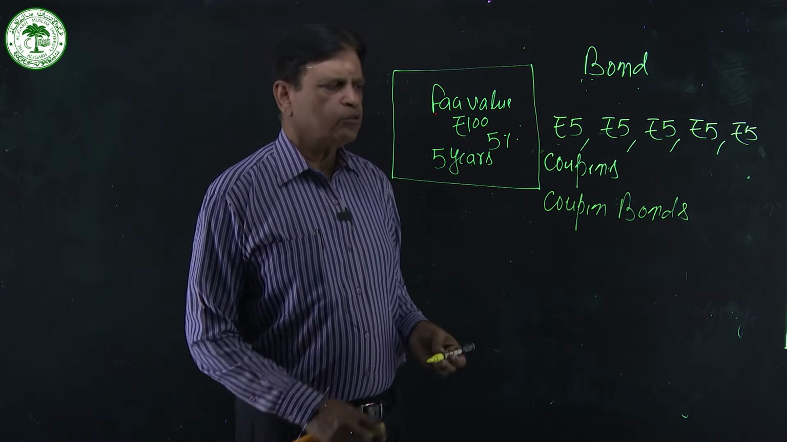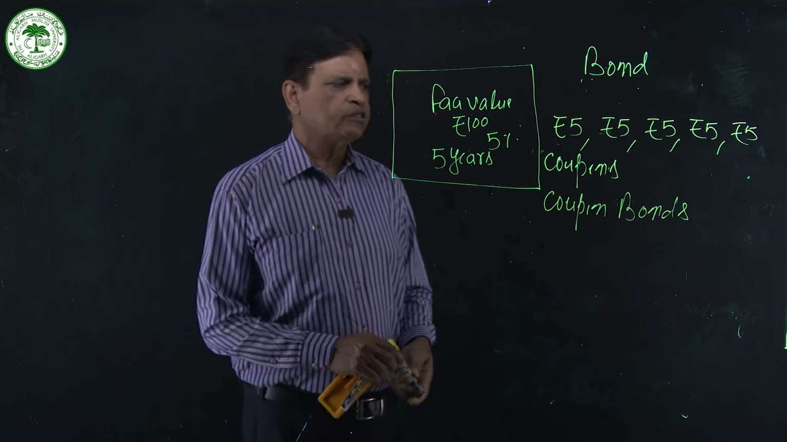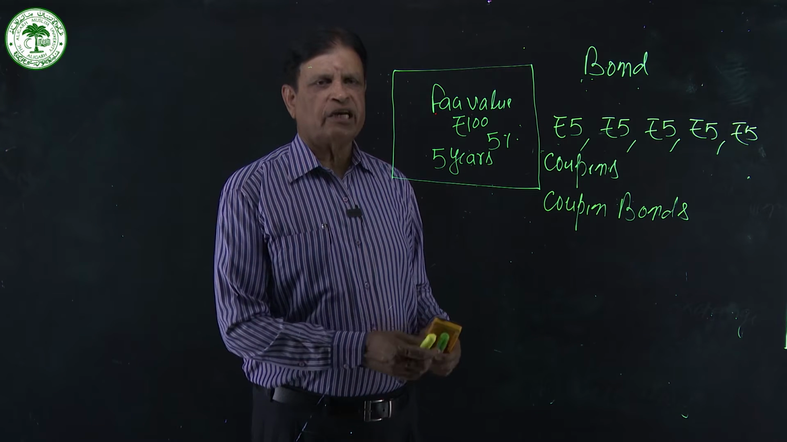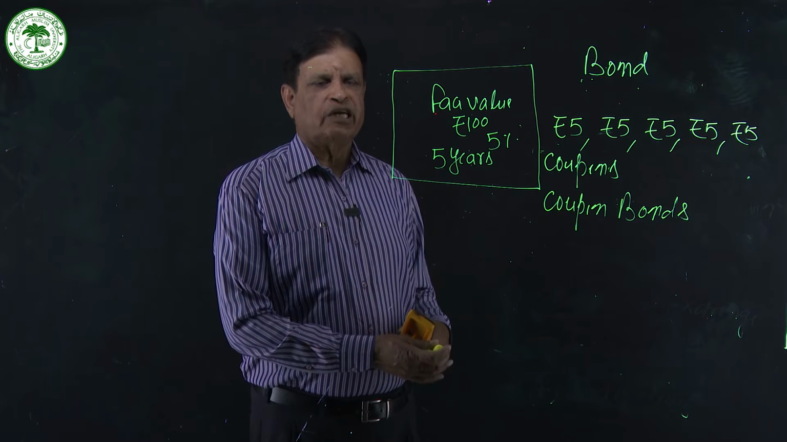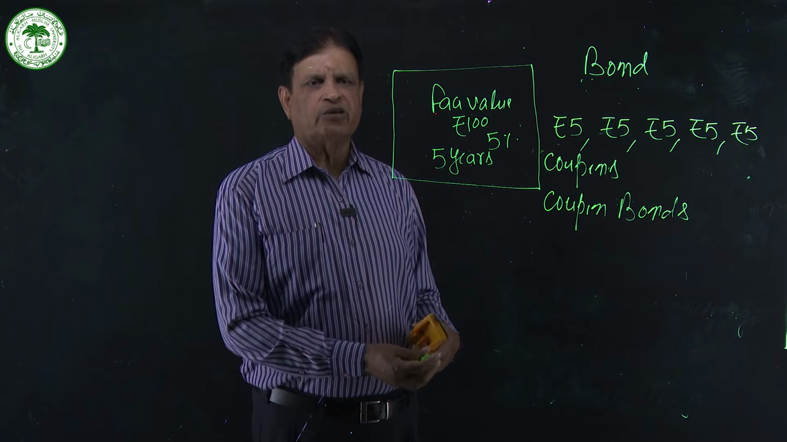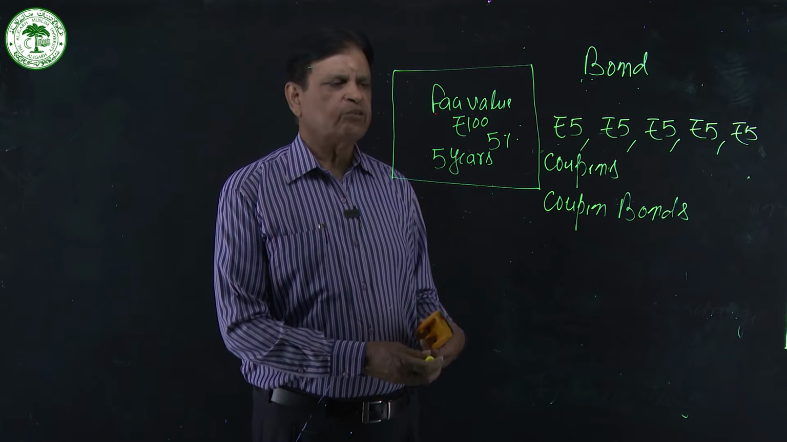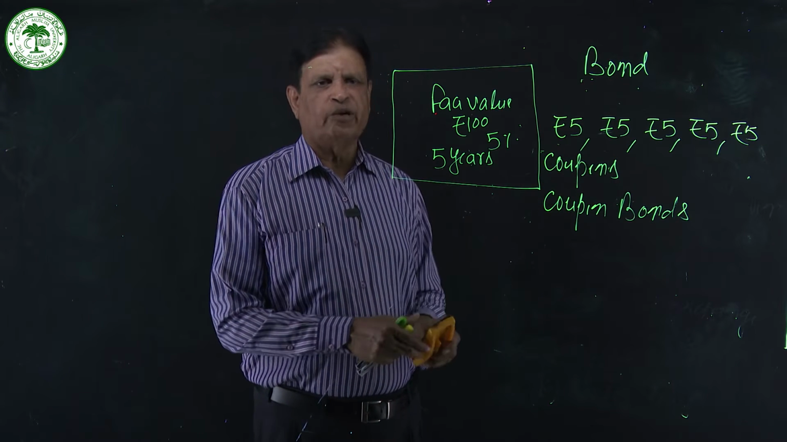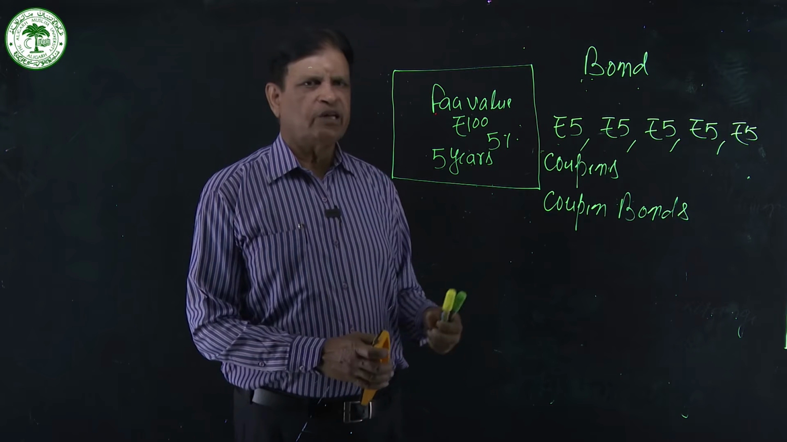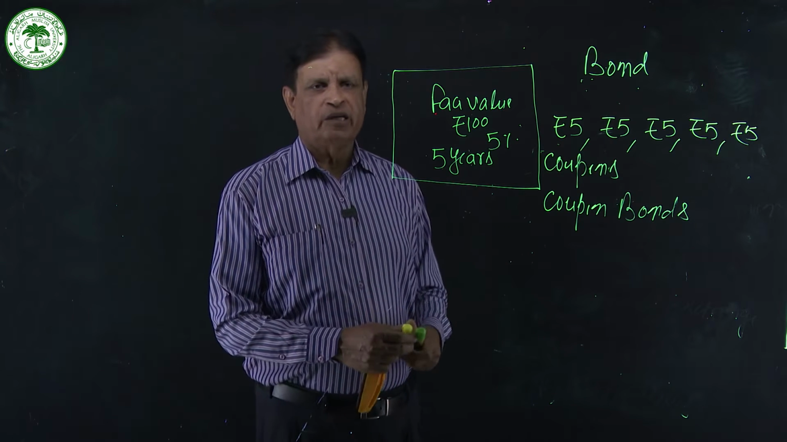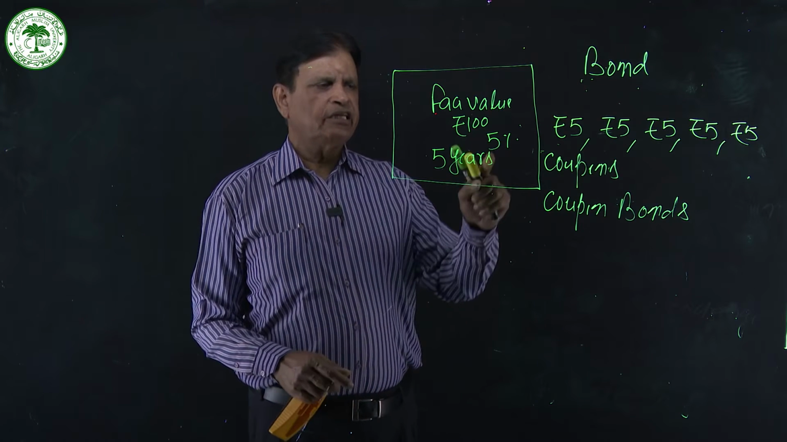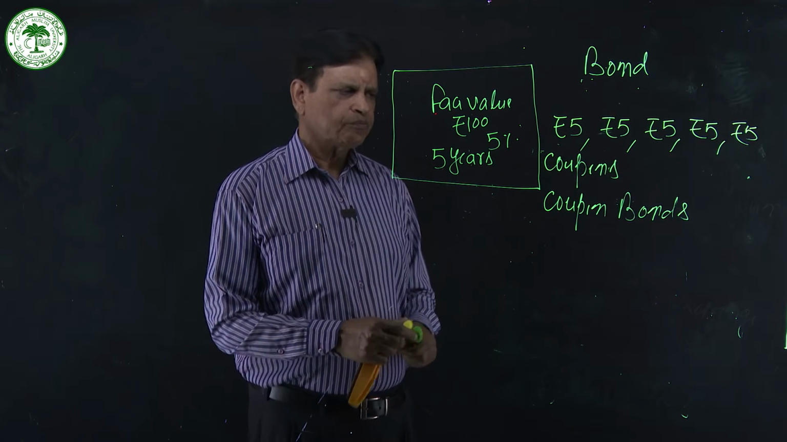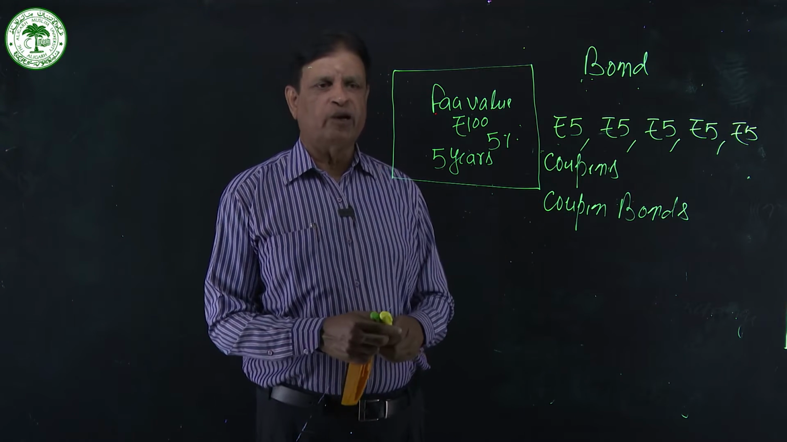Coupon bonds are those bonds which carry coupons, and coupons are nothing but the income that you will receive. If the income is paid annually, the income that you receive every year during the maturity period of the bond is what we call the coupon. The value of the coupon depends on the coupon rate, which is nothing but the rate of interest mentioned on the bond. So these are called coupon bonds.